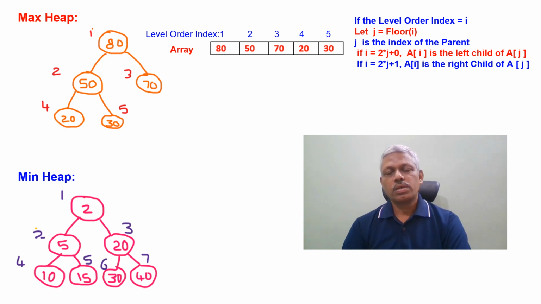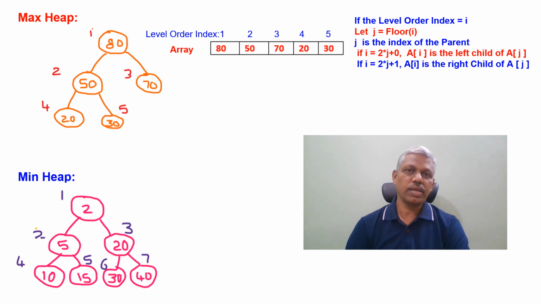Given an array, the question is how do we identify the parent? Here the level order index is useful for us. If i is the level order index, if you remember, 2 times i is the left child and 2 times i plus 1 is the right child. So based on this information, we can calculate the children as well as parents for any given node.